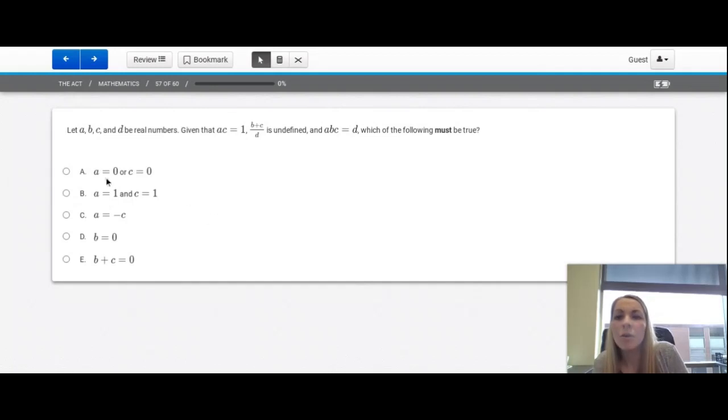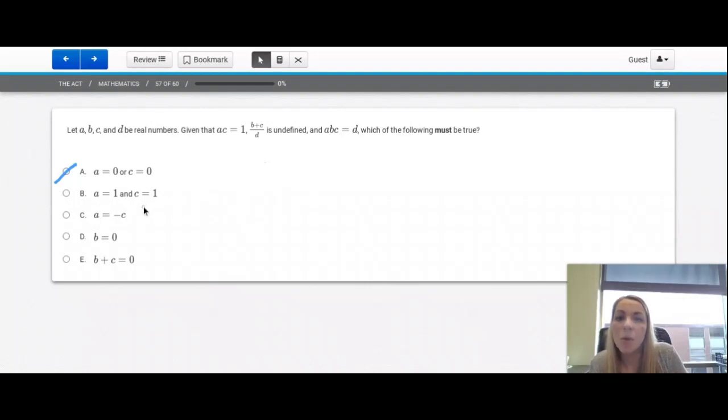Okay, so the first one says A is 0 and C is 0. Let's look at this. A is 0, C is 0, and that is equal to 1. And we're asking which of the following must be true. Well, 0 times 0 is not 1, so A doesn't work. Let's move on to part B.